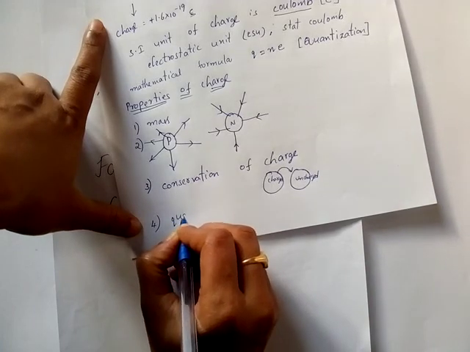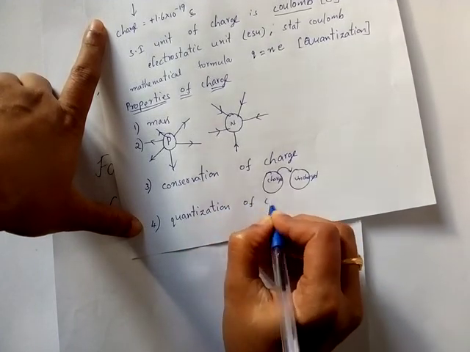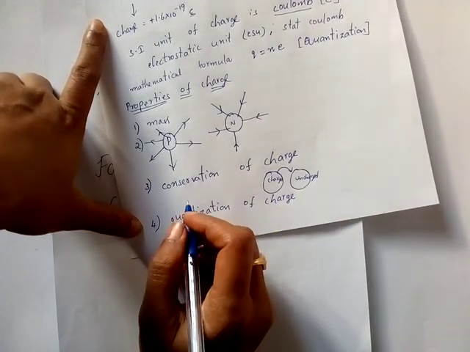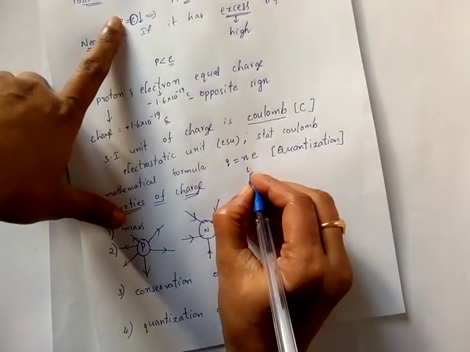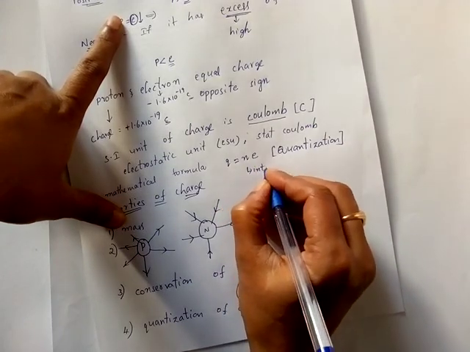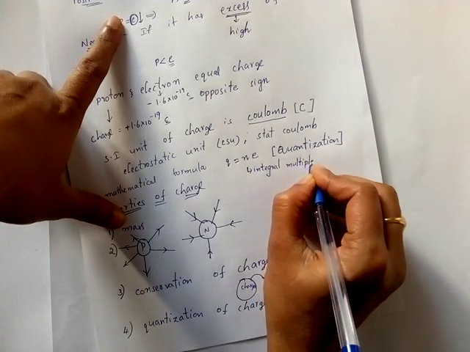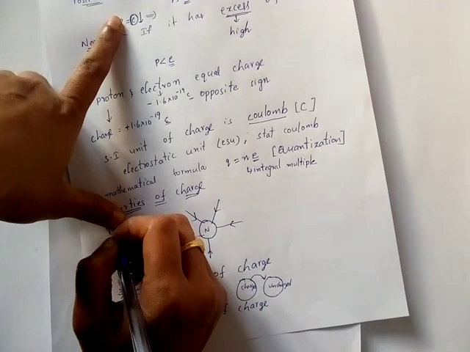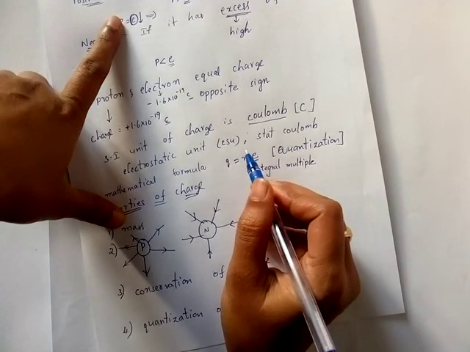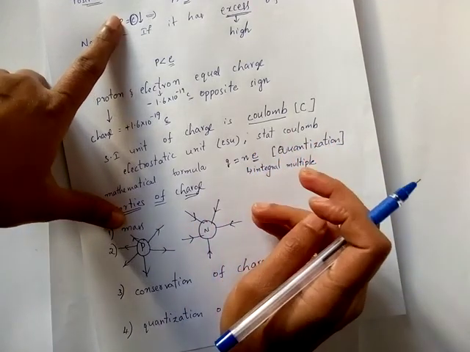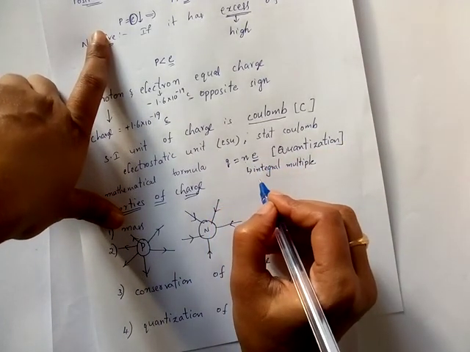Very important, quantization of charge. So charge always exists as an integral multiple of the electronic charge. So you will always have 1 coulomb when you are telling that charge. That means it is an integral multiple of electronic charge. That means n represents any number, an integer.